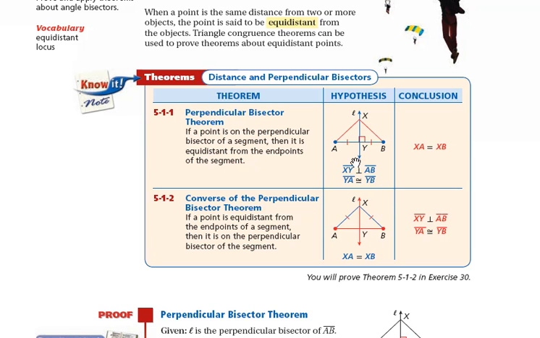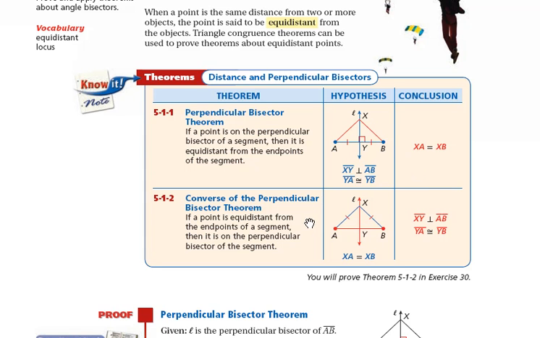A perpendicular means we have segment AB, and then we're taking this line, and that's perpendicular, 90 degrees, to that segment. And it's a bisector, which means that it's cutting that segment right down the middle, right in half. So this side here is equal to that side there. So if a point is on that perpendicular bisector, then it is equidistant from the endpoints of the segment. So in other words, this distance here, A to X, is the same as B to X.